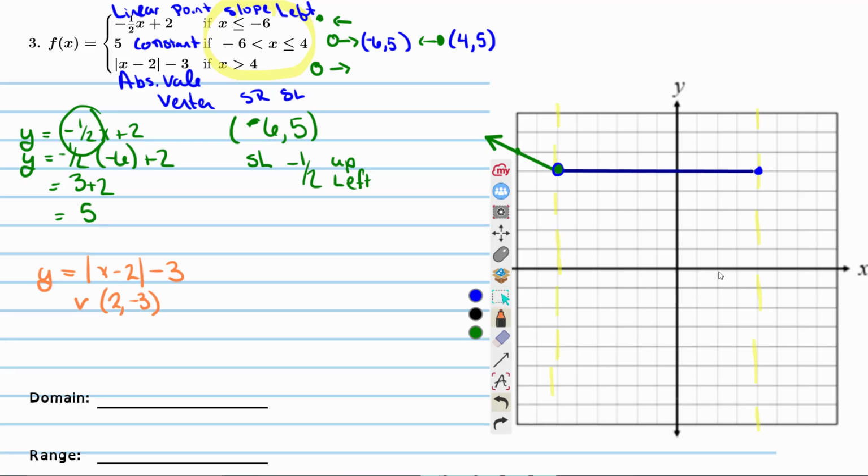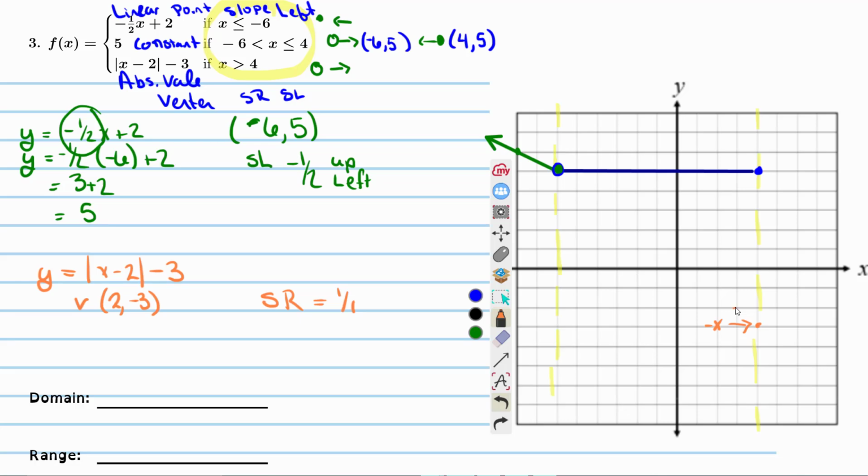So 2, -3. Well, that's in the wrong section, so I'm going to put an x there. So I don't need to go that way. I only need to go to my right. So when I graph this, I only need to look for the points going right. So all I need is slope going to the right, which is 1/1.